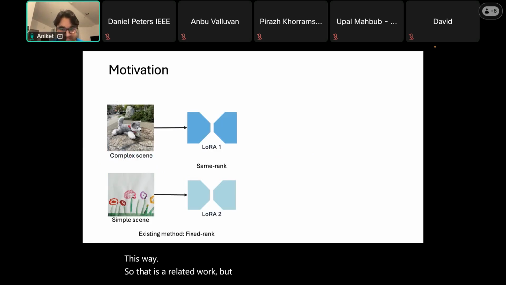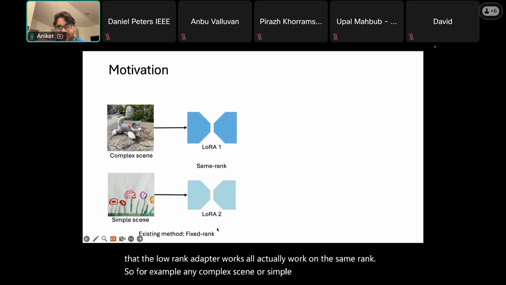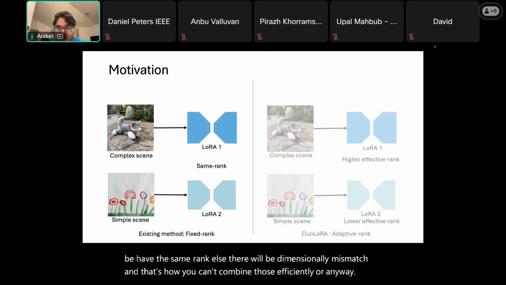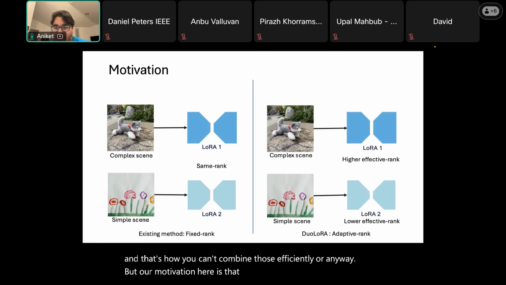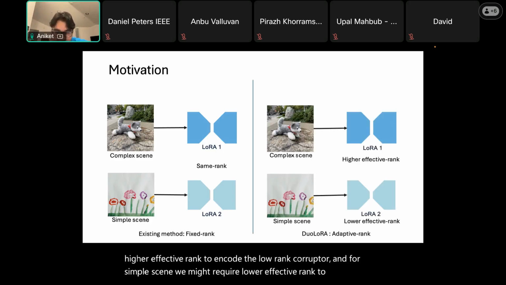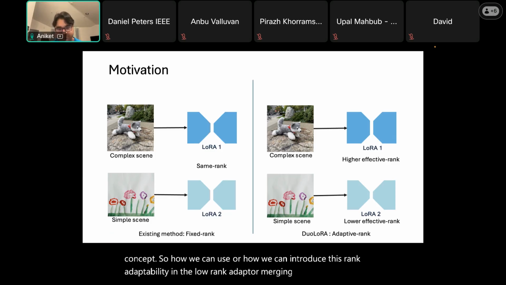But our motivation in this work was that low rank adapters all work on the same rank. For example, any complex scene or simple scene has to have the same rank, else there will be a dimensionality mismatch and you can't combine them efficiently. But our motivation is that for a complex scene, we might require a higher effective rank to encode the low rank adapter, and for a simple scene, we might require a lower effective rank to encode the concept. So how can we introduce this rank adaptability into the low rank adapter merging framework, which was not there in the literature at that time? That was our key motivation.